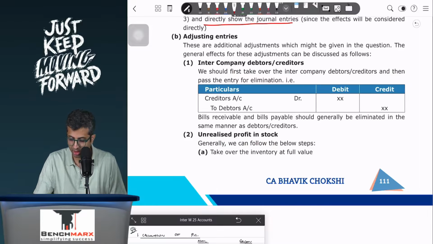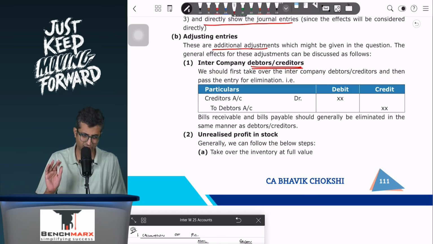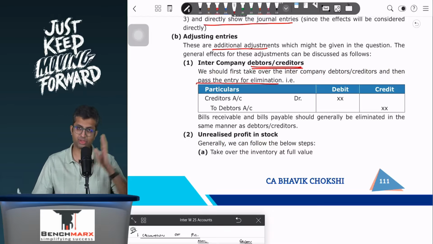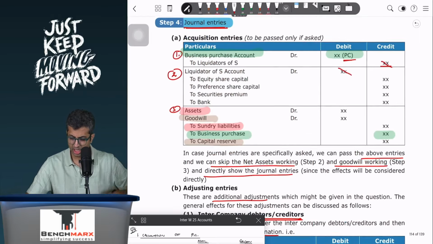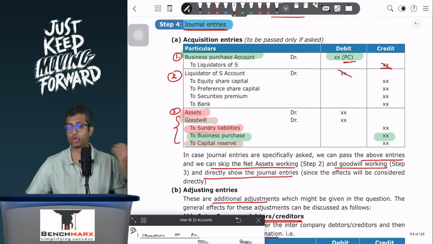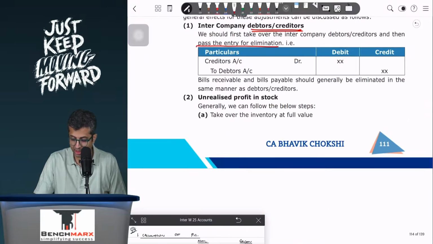So over here, adjusting entry, these are additional adjustments which might be given in the question. The general effects are as follows. Intercompany debtors or creditors can also be bills receivable, bills payable, can also be loans given, loans taken. We should first take over the intercompany debtors and creditors and then pass the entry for elimination. First, as a part of this entry, you will take over all assets and all liabilities and then I will eliminate it. So this is creditors account debit to debtors. Bills receivable and bills payable should also be eliminated in the same manner.